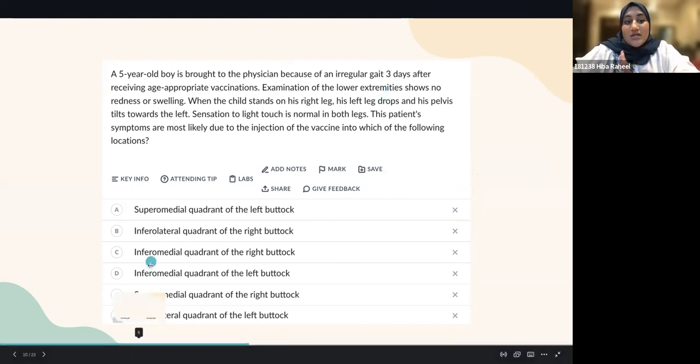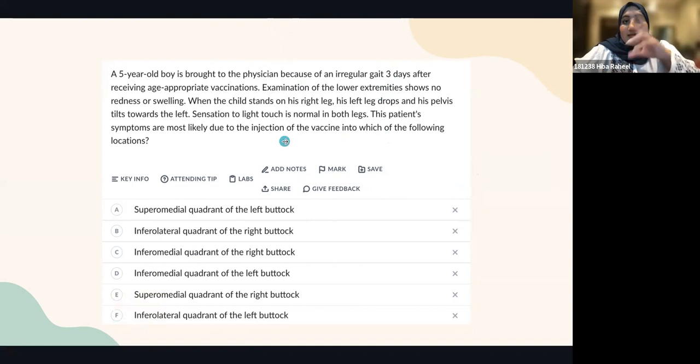It's not C. I just said never inject in the inferior quadrants. The inferior quadrants are the ones that have the nerve supply and lesser fat. The fat is usually located at the top, the upper parts of the glutes. Always inject in the upper parts, never in the lower parts.